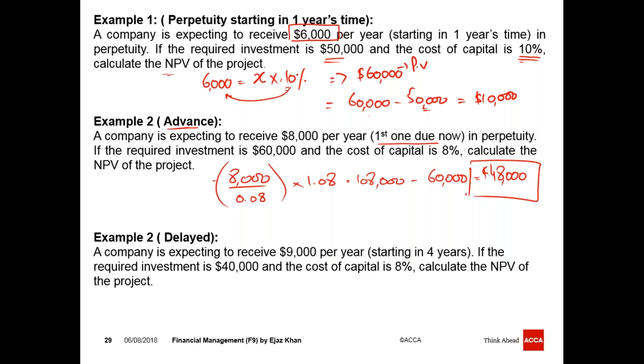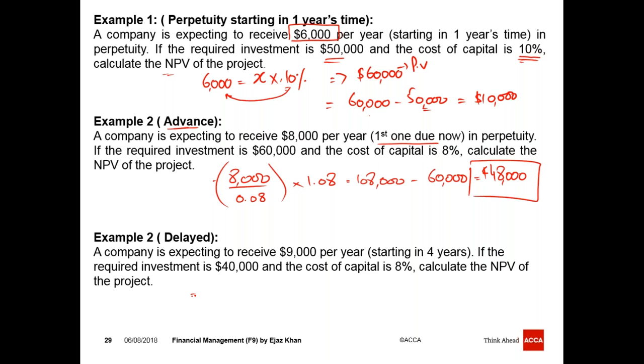So, is it clear? Yeah, Ali, it's for delayed perpetuity. The next example is the same. So now let's move towards the delayed perpetuity example.